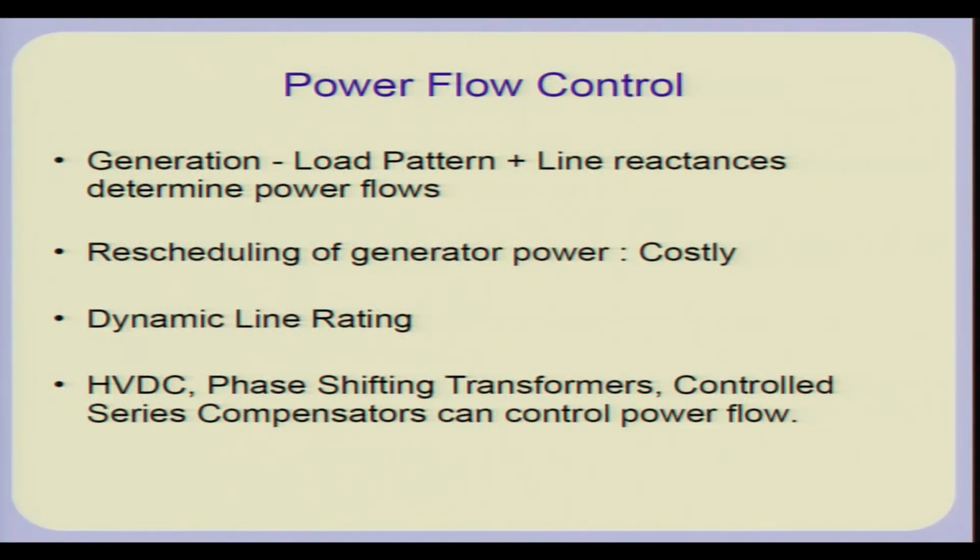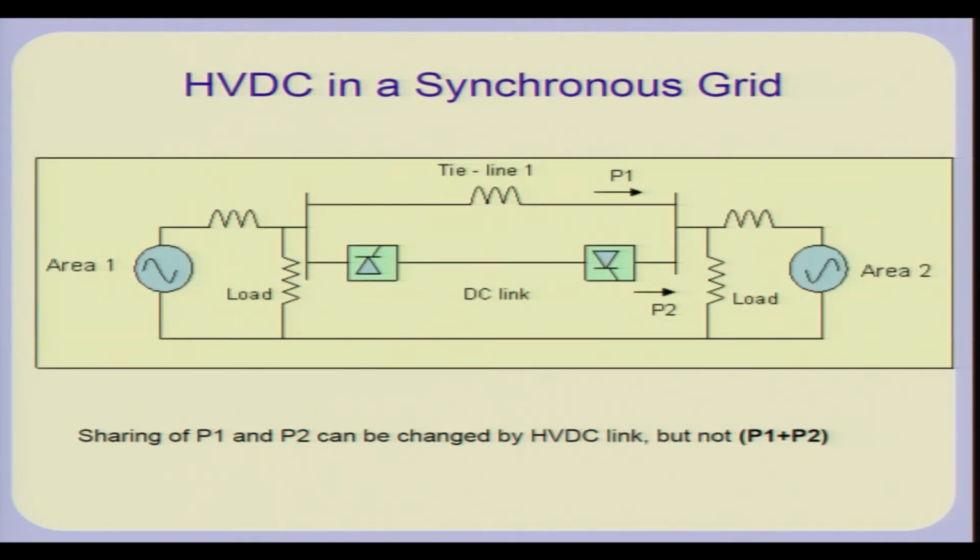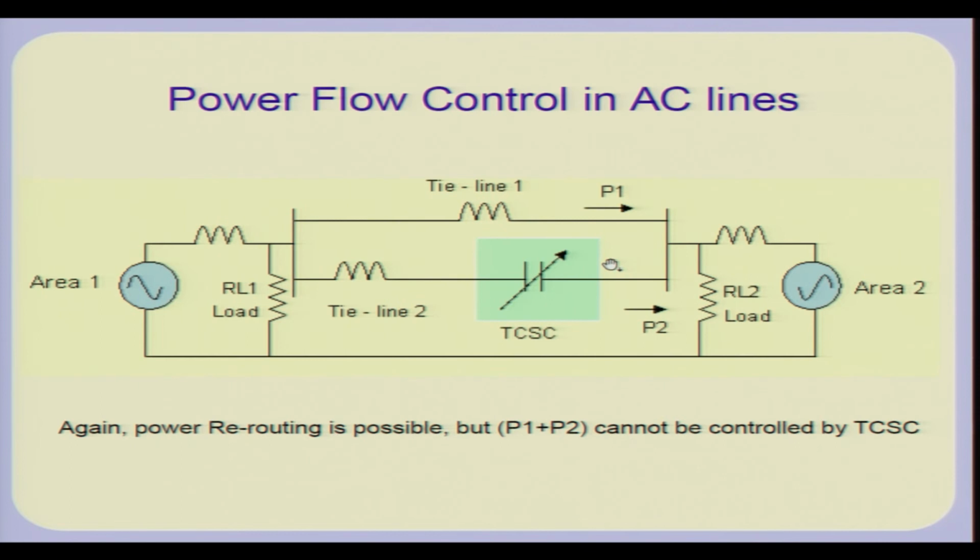HVDC and phase shifting transformers, thyristor controlled series compensators is something which I have already discussed. So, we will move ahead. This is something we have also seen before. The sharing of P1 and P2 can be controlled, but remember we cannot control P1 plus P2 if it is a synchronous grid. In AC lines you can again control P2 here with the TCSC, but you can't control P1 plus P2.